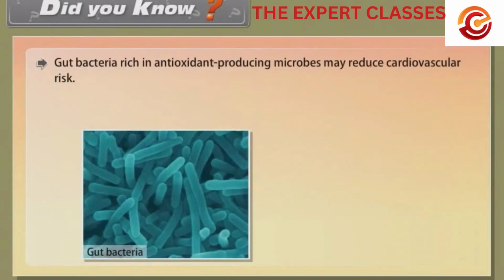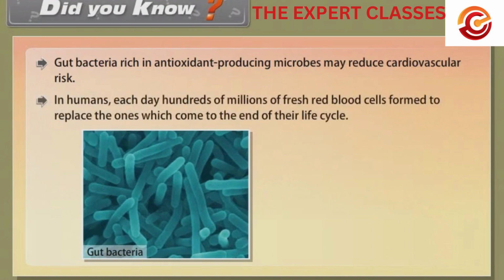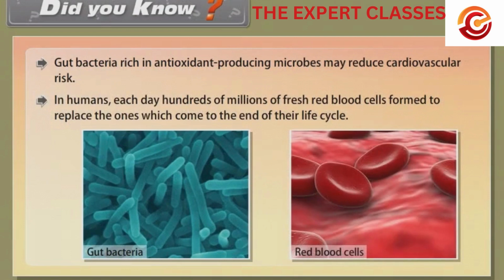Did you know? Gut bacteria rich in antioxidant-producing microbes may reduce cardiovascular risk. In humans, each day, hundreds of millions of fresh red blood cells form to replace the ones which come to the end of their life cycle.